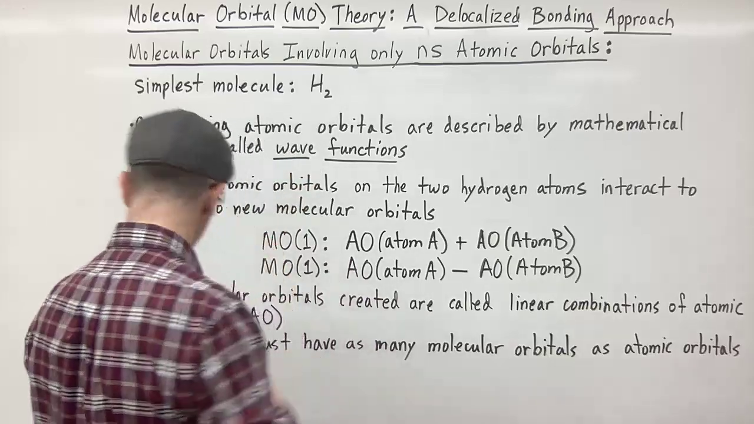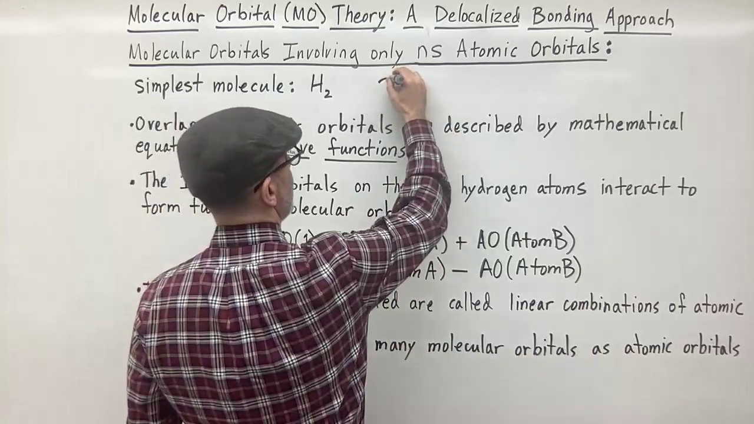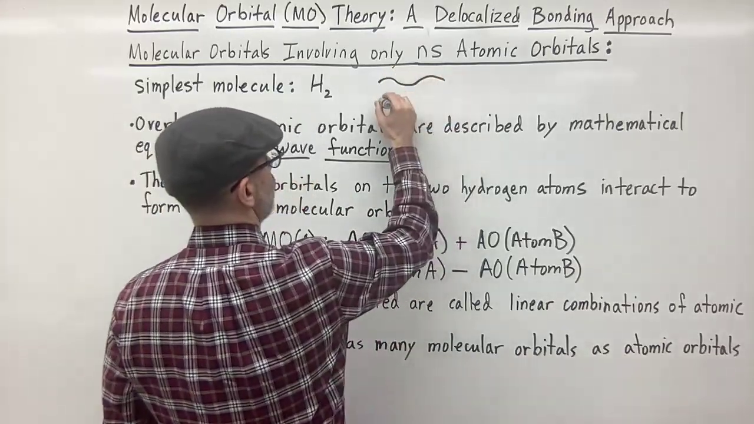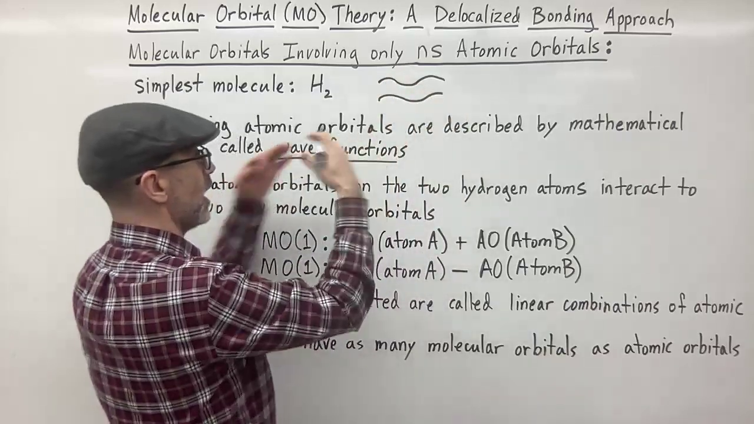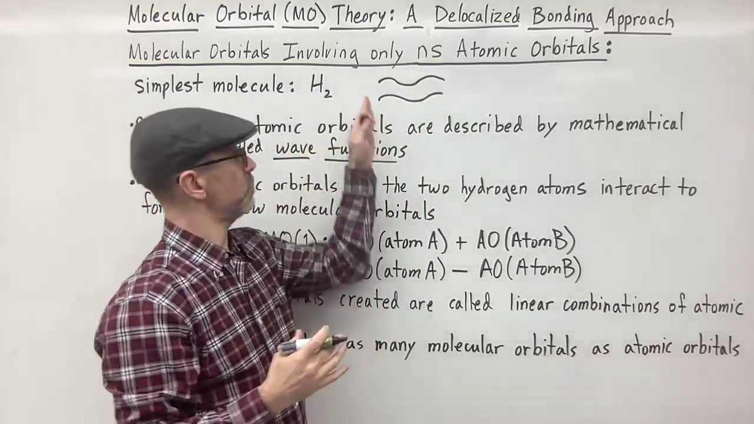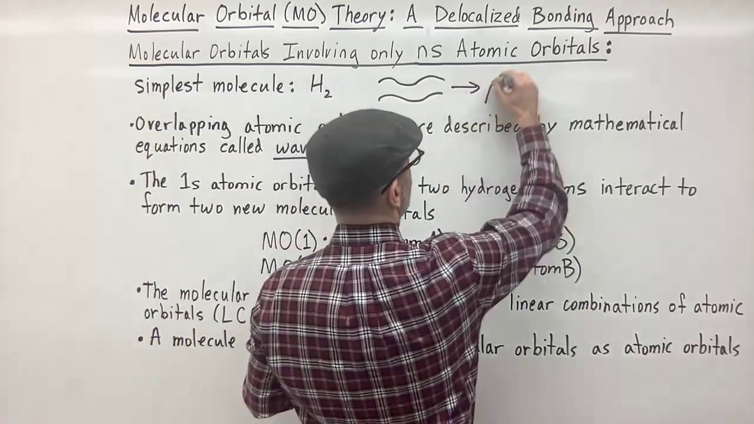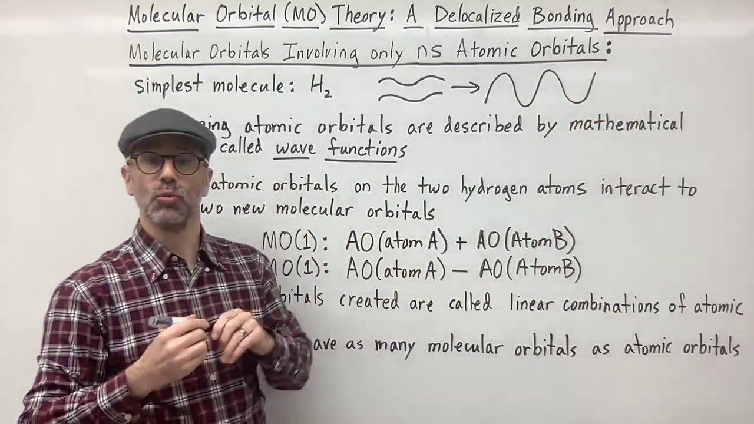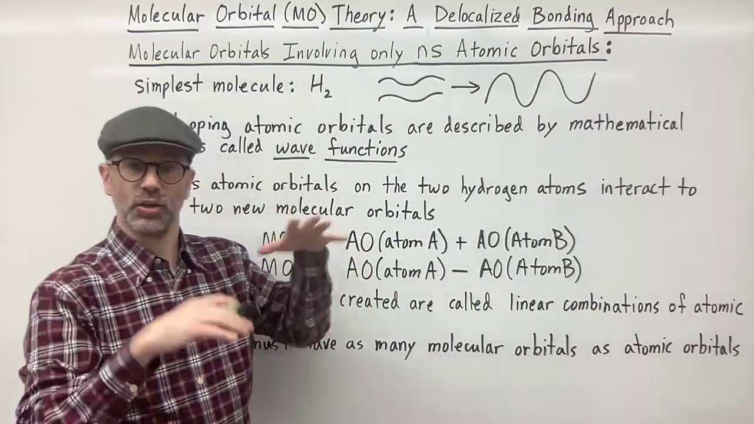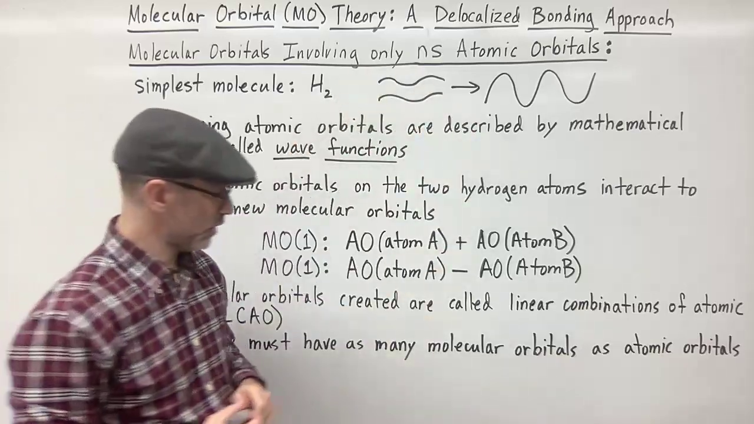For example, if I have 2 waves interacting like so, and these 2 waves interact such that the peaks are in line with the peaks, then I'm going to get a bigger wave with larger peaks and lower troughs, right? So that would be constructive interference.